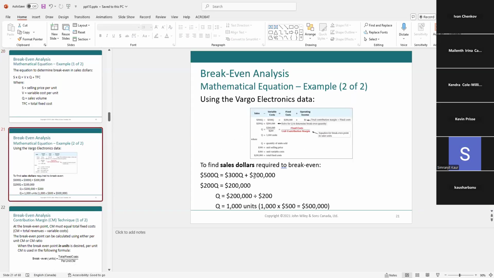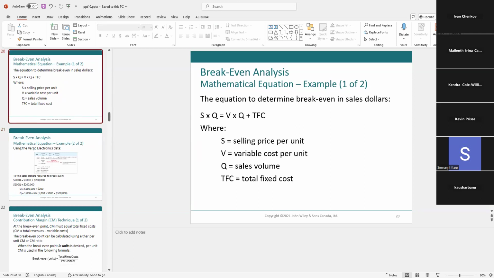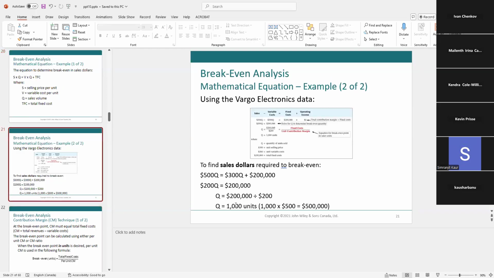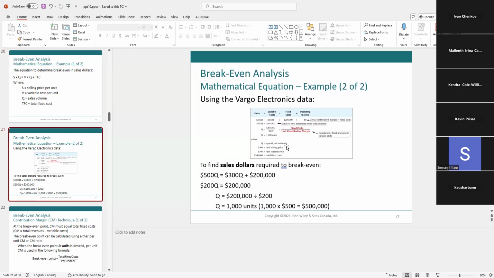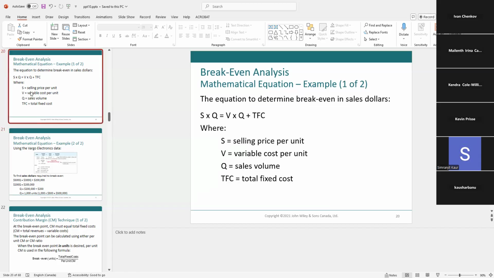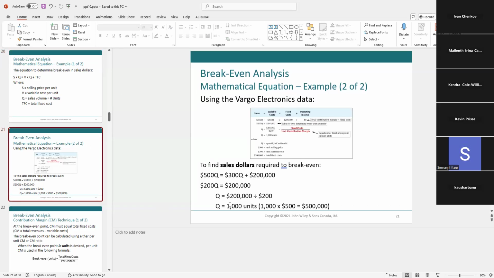When we substitute in this formula, we solve it for the Q, which is the sales volume, we should get how many units we need to sell. We have the sales price is $500, variable cost is $300, total fixed cost is $200,000. And when we solve this formula for the Q, which is the sales volume or the number of units, we're going to see how many units we need to sell in order to get a break-even.